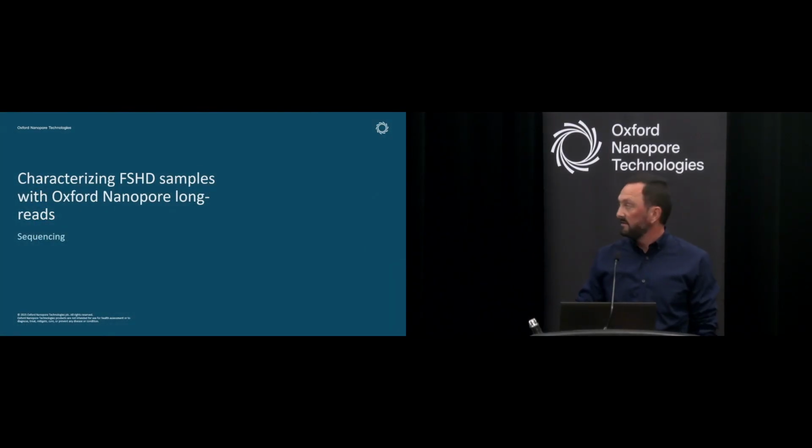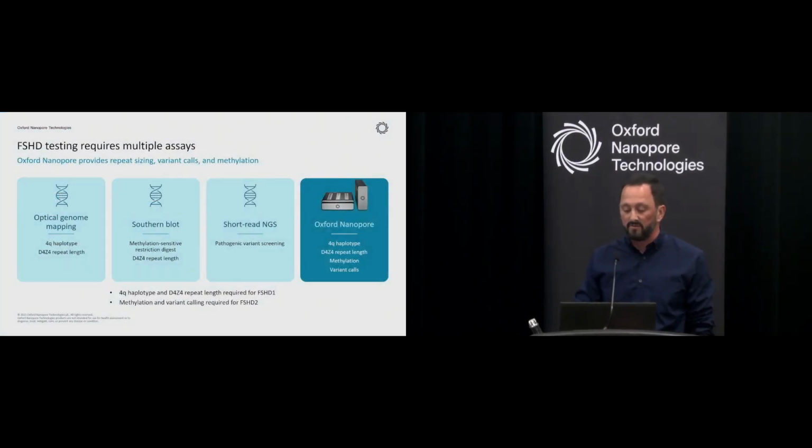Okay, so how can we characterize these samples with Oxford Nanopore long reads? FSHD testing traditionally requires multiple simultaneous assays, because you have to size the repeat expansion and contraction, you have to call the variants for FSHD2, and then you also have to look at the methylation signal. So traditionally, this is optical genome mapping, Southern blotting, and short read based testing. With Nanopore, you can do all of these things. You can get the 4q haplotype, you can get the D4Z4 repeat length, and you can also get the methylation and variant calls all from a single test.